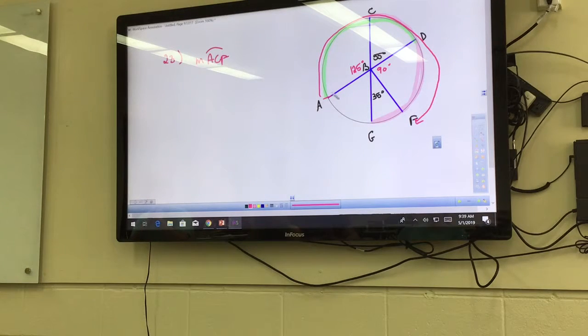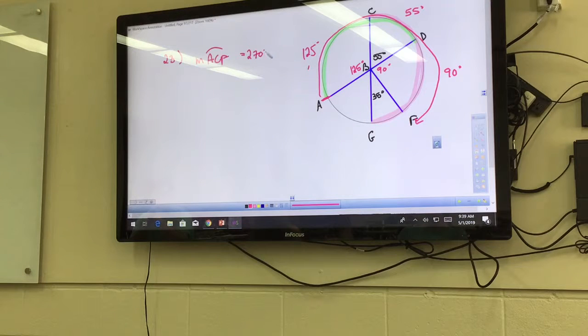Would we have to know that missing measurement? No, you could just add them all. We could just add from A all the way to F. Arc AC is 125. CD would be what? 55, and DF would be 90. So we literally just go and add 125 plus 55 plus 90, and that answer is 270.